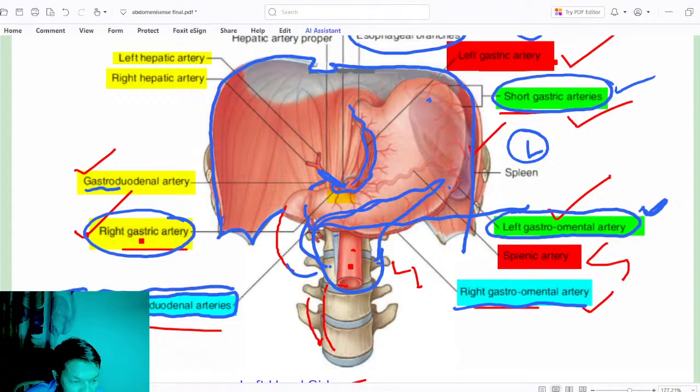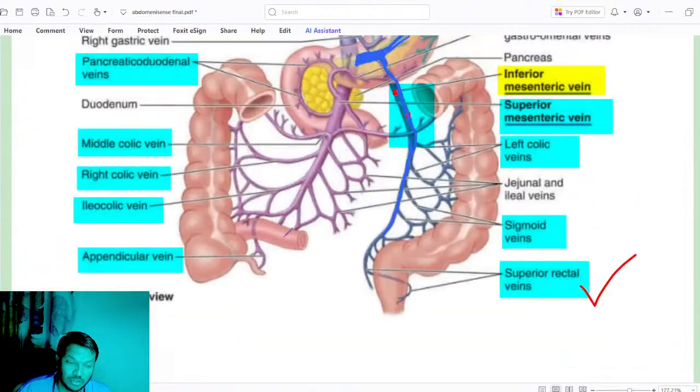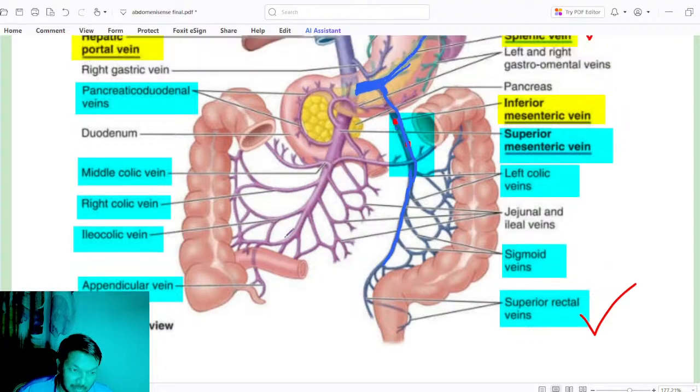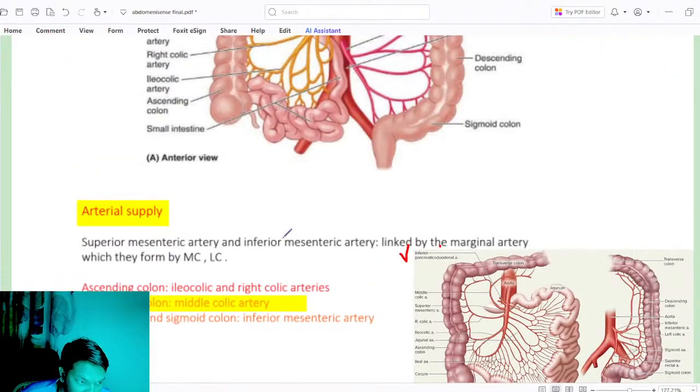So there is a common rule: if there is any superior, there must be an inferior. So there is also an inferior pancreaticoduodenal artery, right? The inferior pancreaticoduodenal artery will be a branch of the superior mesenteric artery, SMA. If I'm not wrong, I studied when I was very young.